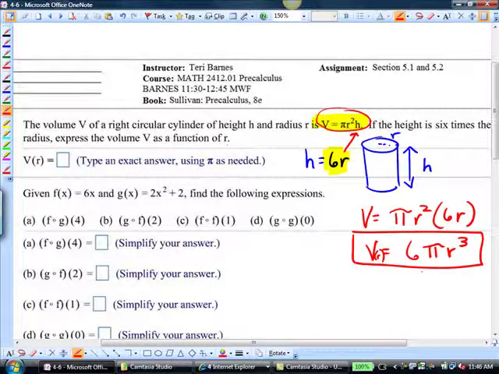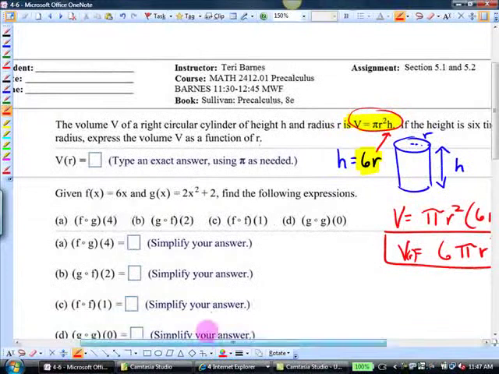What would it look like if you did v of 1? V of 1? That'd be 6 pi. Because v of 1, you would set 1 right here. 1 cubed is 1. So it'd be 6 pi. So that's saying if the radius were 1, what would the volume be? It would be 6 pi. If the radius were 2... So r is like saying x. So it's basically saying v of x. We're just saying x. Right. Okay. All right. Any questions on that?